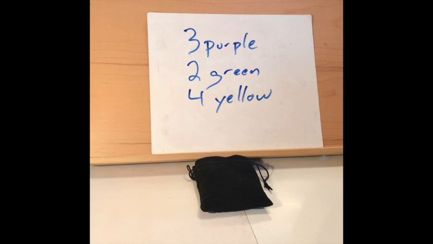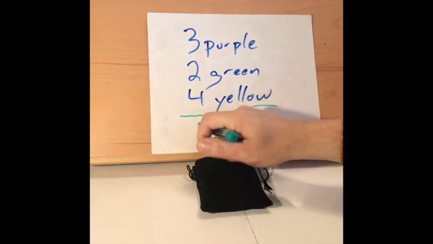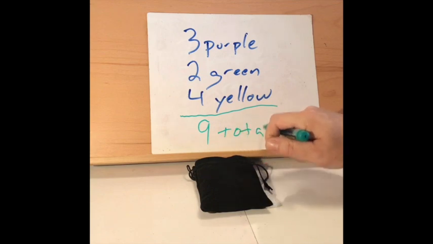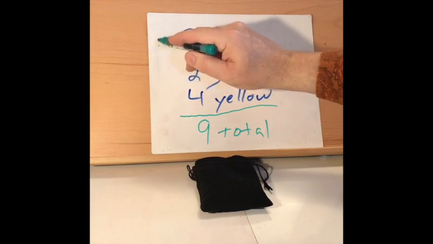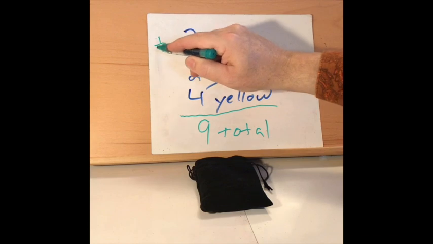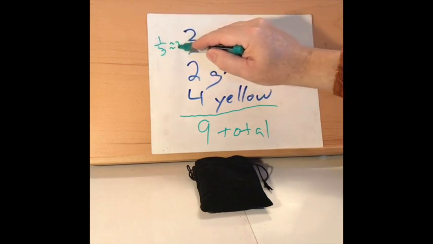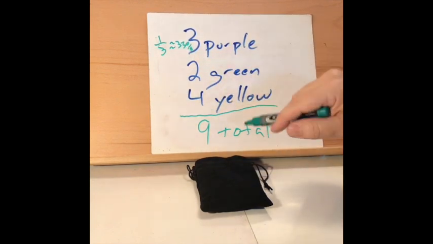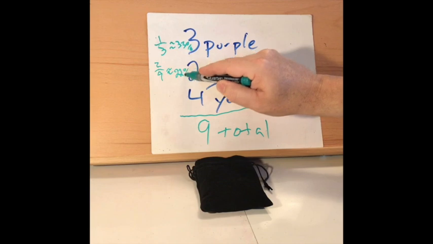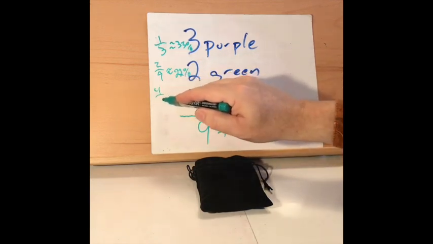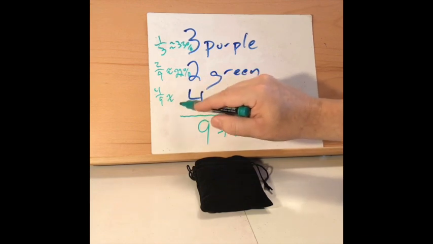Well, I hope you've had enough time to think that over. And I hope the first thing you did was add up 3 plus 4 plus 2 and get 9. The total of 9 erasers in here, 3 are purple. The probability of purple is 3/9, which simplifies to 1/3, or about 33%. The probability of getting green is 2/9, which is about 22%. And the probability of getting yellow is 4/9, or about 44%.